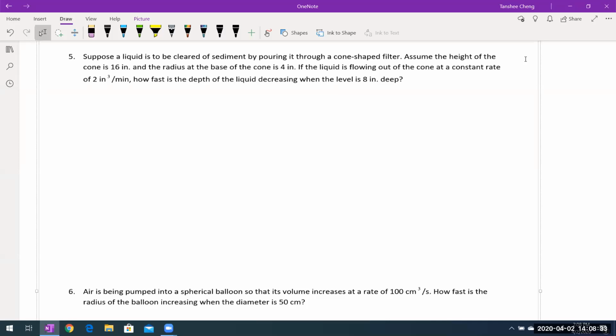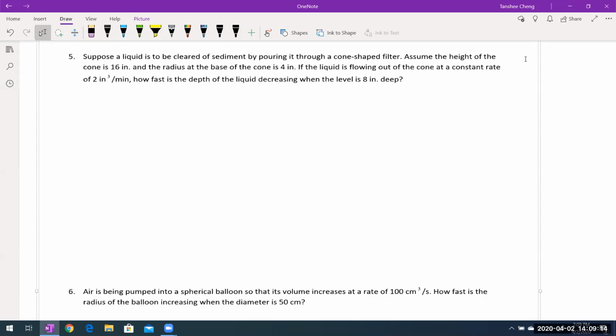And suppose that a liquid is to be cleared by a cement by pouring it through a cone-shaped filter. And assume that the height of the cone is 16 inches and the radius at the base of the cone is 4 inches. If the liquid is flowing out of the cone at the constant rate of 2 inches cubed per minute, how fast is the depth of the liquid decreasing when the level is 8 inches deep?